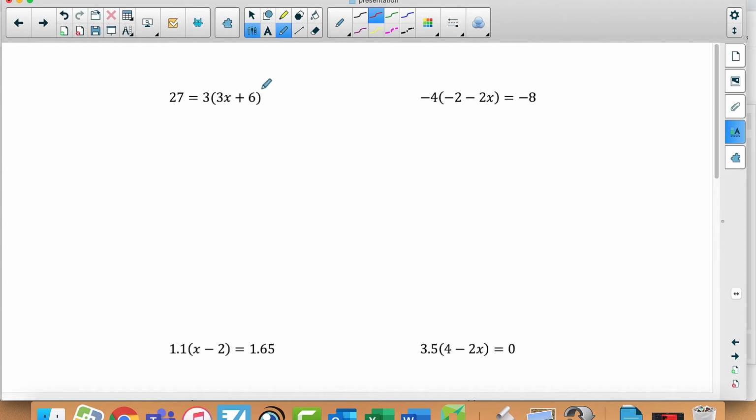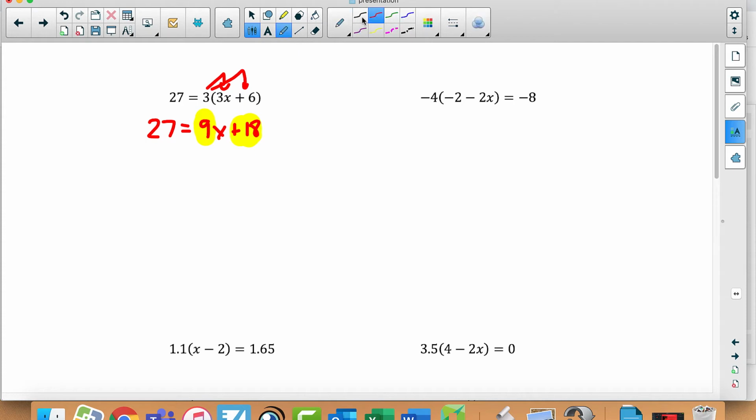Next, just because the brackets are on the other side doesn't make any difference, I'm going to use the distributive property here, expand. So I have 27 here. On the other side I have 3 times 3x, which is 9x, and 3 times positive 6 is positive 18. And away we go, looking for a step where we add or subtract. Of course, these are the problem numbers, this and this, because we want to get that x all by itself.